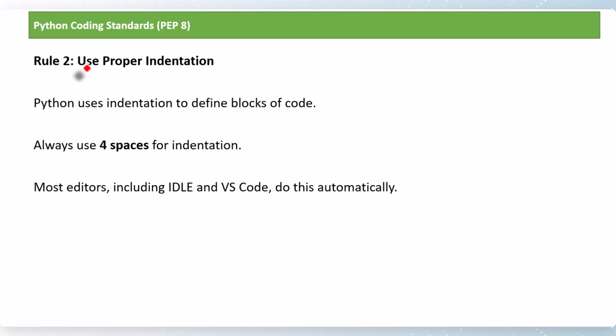Second rule: use proper indentation. As of now, you don't know about indentation. Don't worry, we'll explain that concept. Python uses indentation to define blocks of code. If you have a block, you are going to use indentation. Normally we use four spaces for indentation. Most editors like VS Code do this automatically. Proper indentation is required.